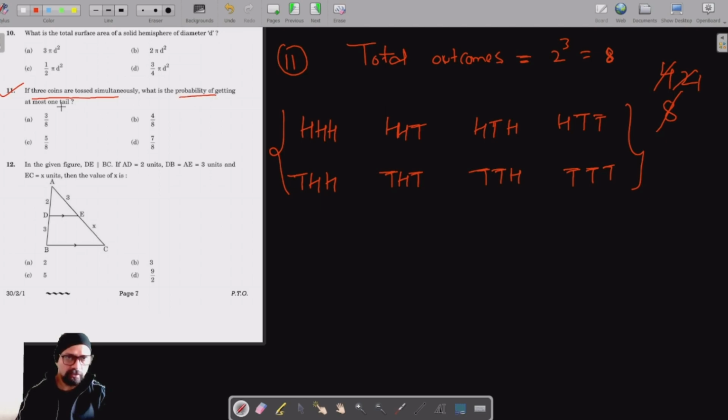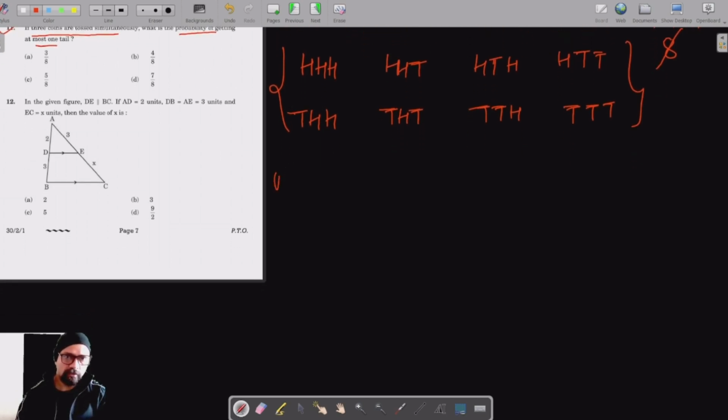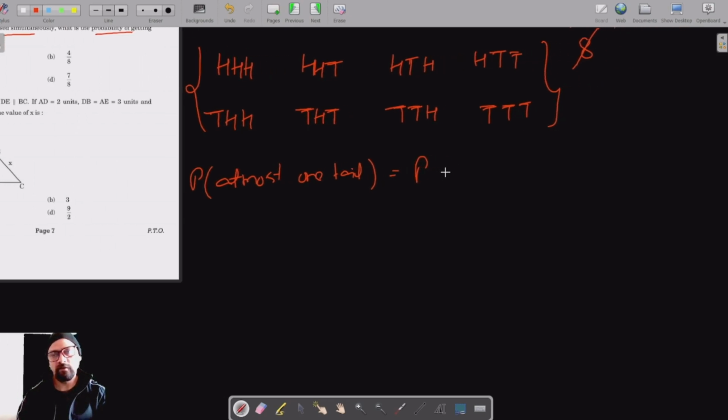Now let's understand at most one tail. So the probability of getting at most one tail means the probability of one tail or zero tail. So that is the meaning of at most. At most means 1 and less than 1. So it's 1 and less than 1 is 1 and 0.